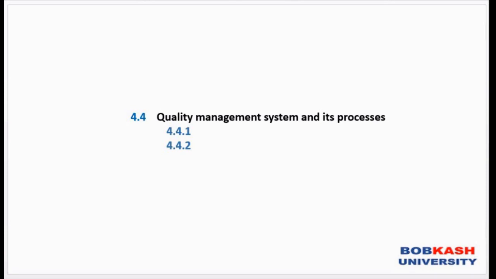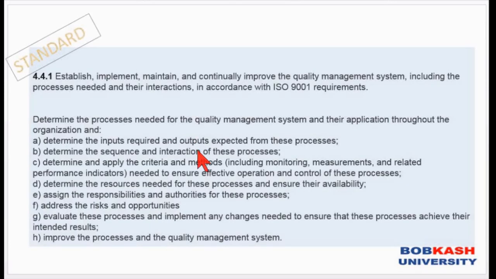Right, now we come to 4.4 quality management system and its processes. This is 4.4. So 4.4 has two further subclauses, 4.4.1 and 4.4.2. Let's see what is 4.4.1. So this is again the text from the standard. 4.4.1 says you have to establish, you have to create, and then you have to implement, and then you have to maintain, and then you have to continually improve what? The quality management system, right?